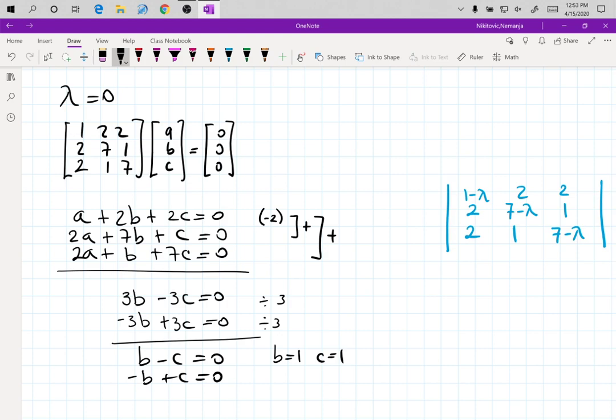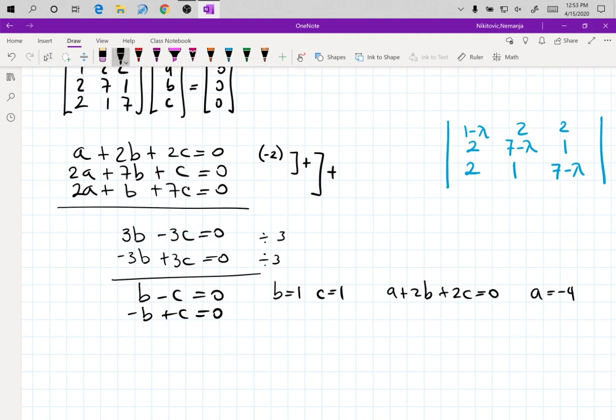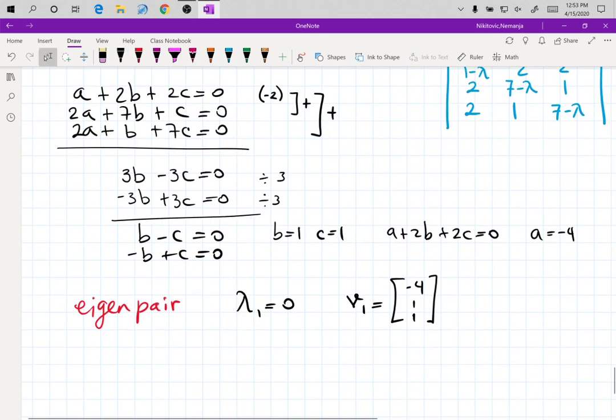So your a plus 2b plus 2c needs to be 0. So a is clearly negative 4, because they need to add to 0. That gives you your first, here's a new word for you, eigenpair. That's a new word for you, of lambda 1 is equal to 0, v1 is negative 4, 1, 1. All right, rinse and repeat for lambda 2, lambda 3.